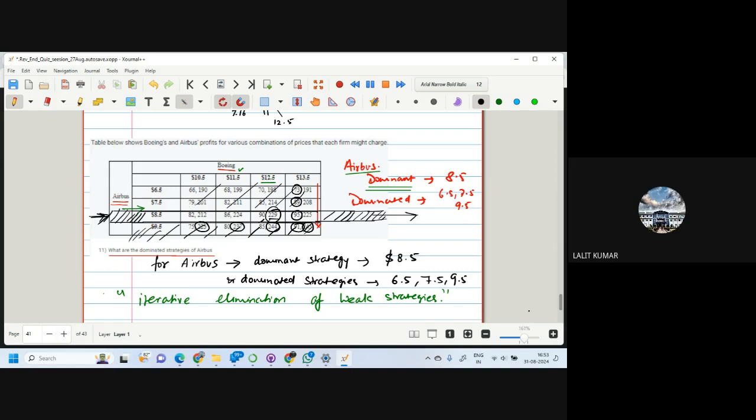Again, you just select the row where it is a pure dominant, and then you do that. This is again the quickest solution.